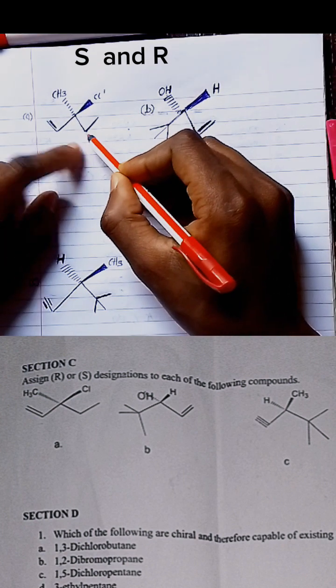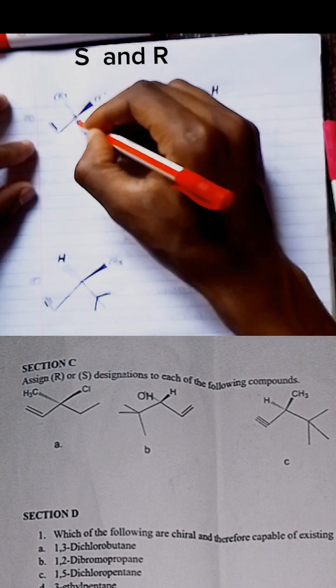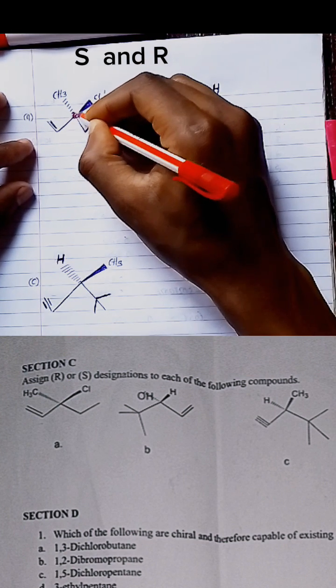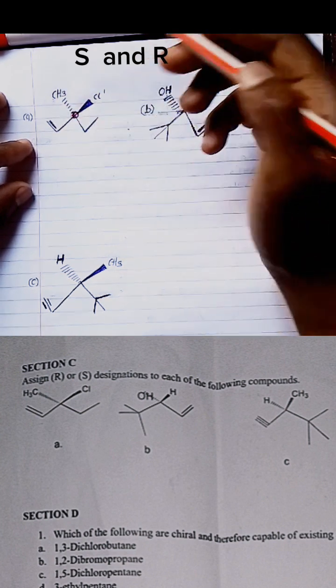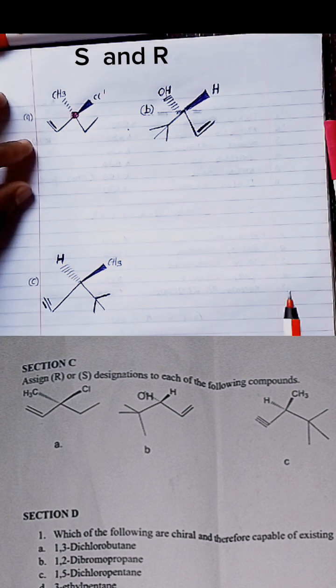If we analyze this, this is also not a chiral center. We'll be able to see that our chiral center is here, because this particular carbon is attached to a chlorine, a methyl group, this group, and that group. Therefore, this is our chiral center, step 1.